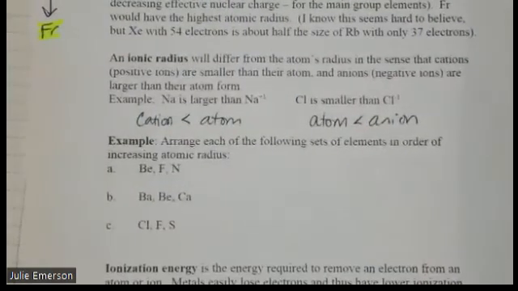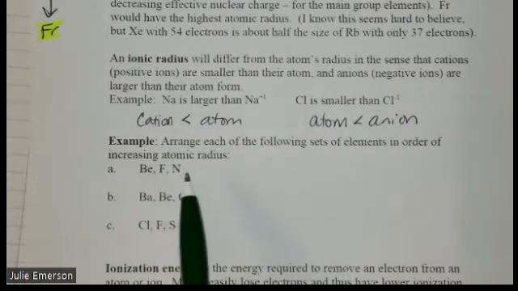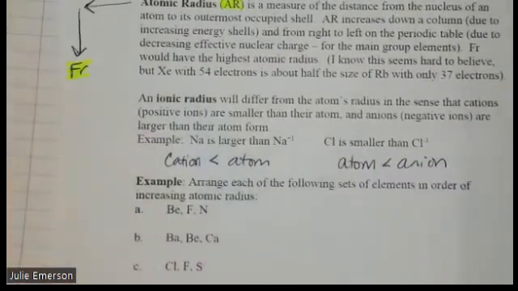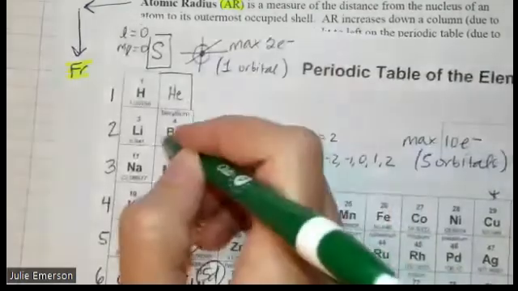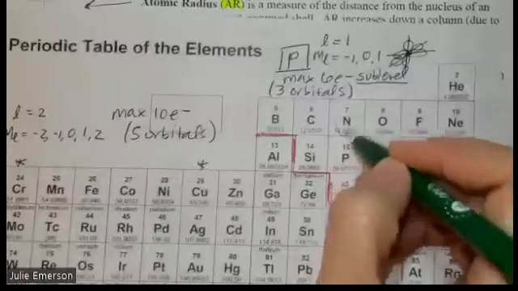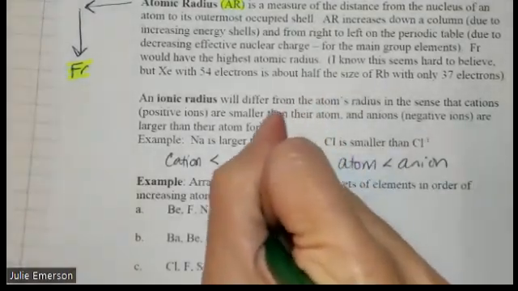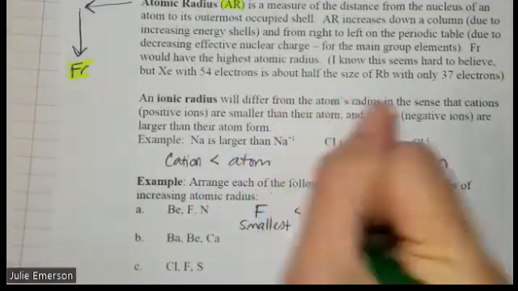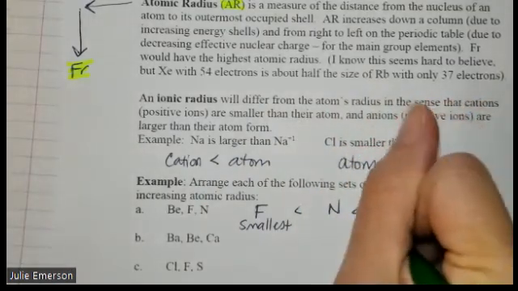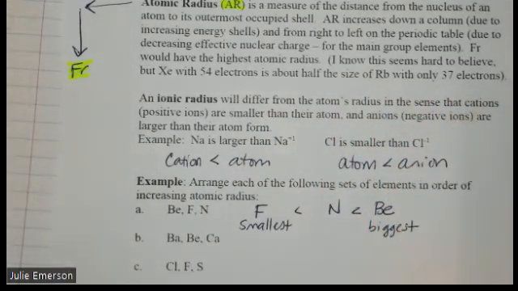So if I have this type of question on the test or on the practice quizzes, I give you some elements and I say, okay, put them in order of increasing atomic radius. Really what I'm asking you is to remember the trend. So if I go to my periodic table, I've got beryllium, fluorine, and nitrogen. Here's beryllium, here's nitrogen, here's fluorine. They're all in the same row. So I know fluorine should be the smallest. Then we're going to have nitrogen, and then beryllium should be the largest, because we know it increases as we go across to the left.